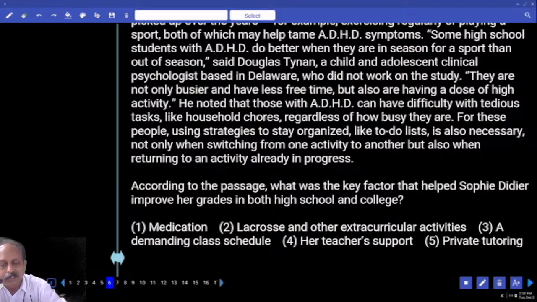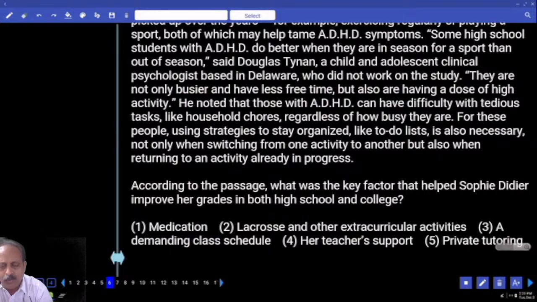What is the first question here? According to the passage, what was the key factor that helped Sophie Didier improve her grades in both high school and college? Did she do medication? No. And the answer is the second option, mentioned in the passage. This is a sport, very popular in the US, lacrosse. There's a bat and a ball and they have to teamwork, pass on from one person to another person in the same team. It is not demanding class schedule, it is not teacher support, it is not private tutoring. Answer is the second option. Have you chosen?